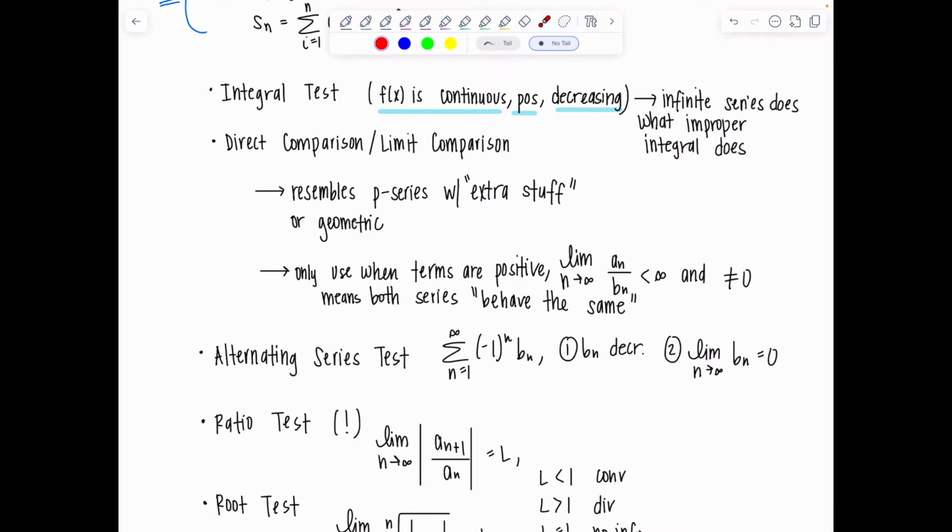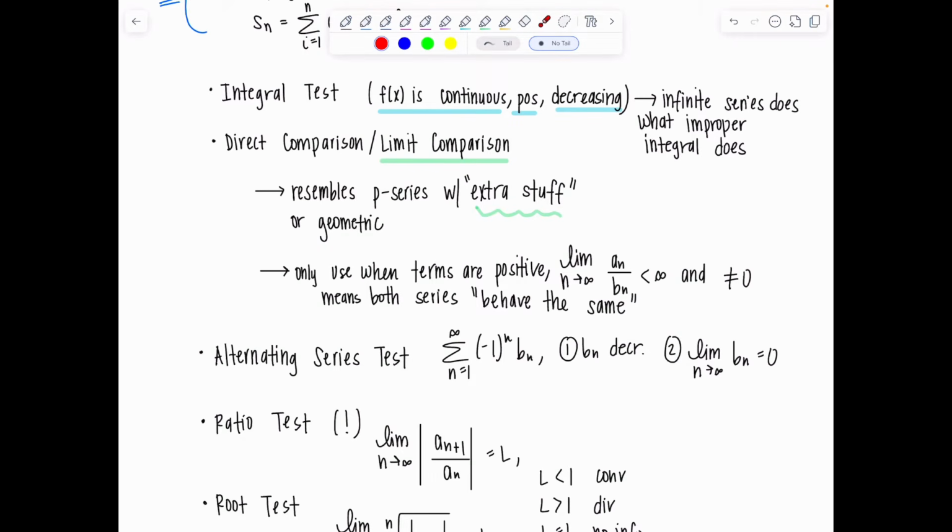Other tests are the comparison test. Direct comparison, limit comparison. Limit comparison is probably going to be your go-to in most scenarios. I use it anytime the series that we're given resembles a p-series with extra stuff. You'll see what I'm talking about. I'll do an example. Or if it looks like a geometric series with extra stuff, but p-series with extra stuff comes up more.